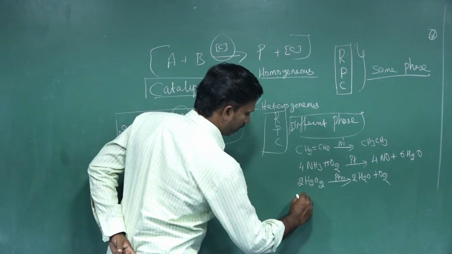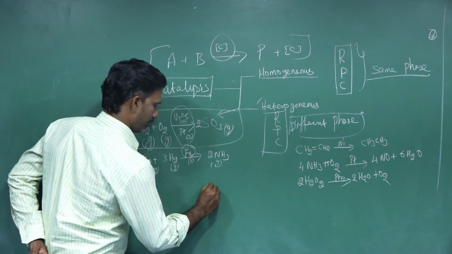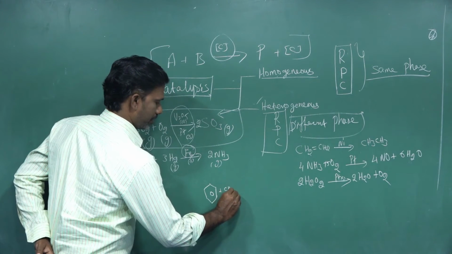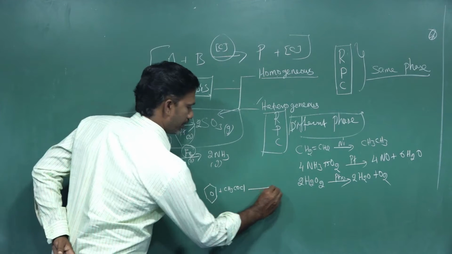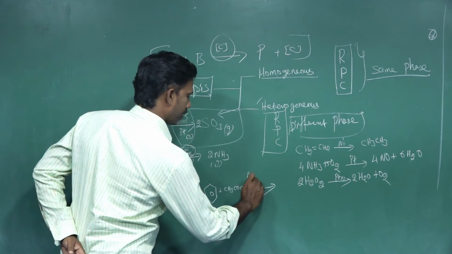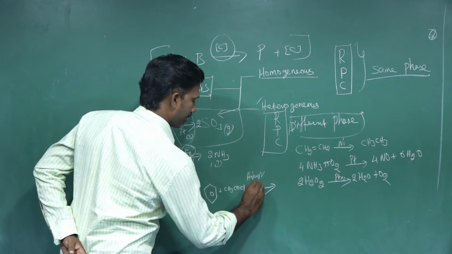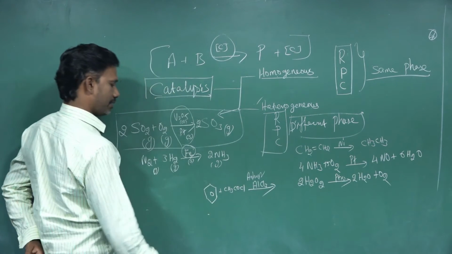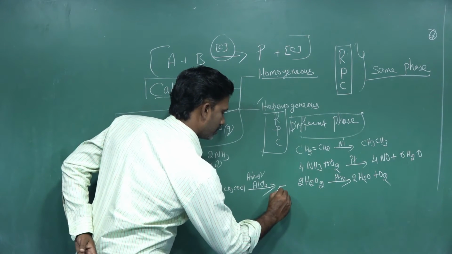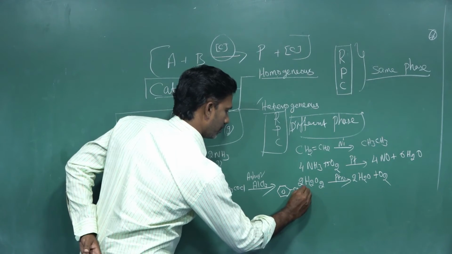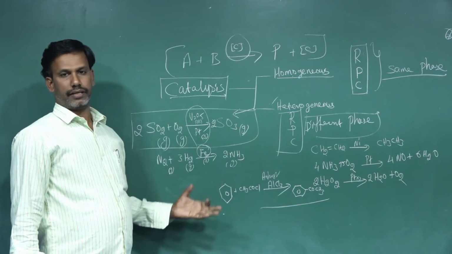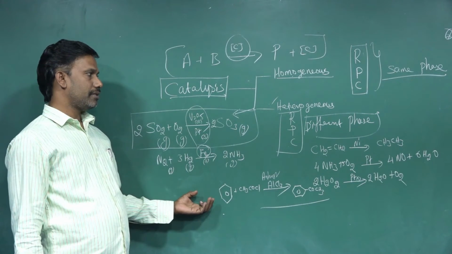If you want more examples, you can have benzene. Acylation of benzene: benzene is treated with acetyl chloride, CH3COCl. These two react. What is the catalyst? Anhydrous aluminum chloride is used as a catalyst. Anhydrous. So you are getting acetophenone. These are 6 examples of heterogeneous catalysis.